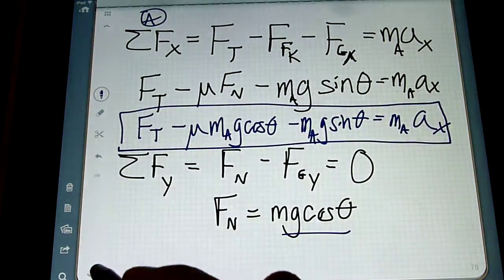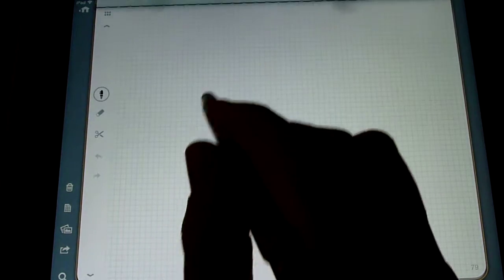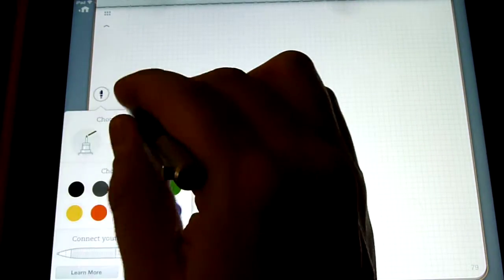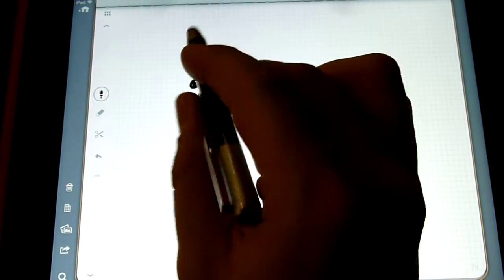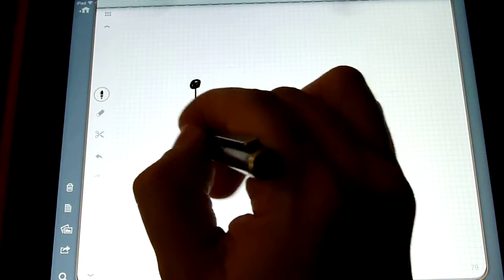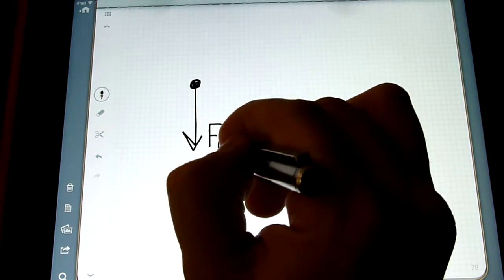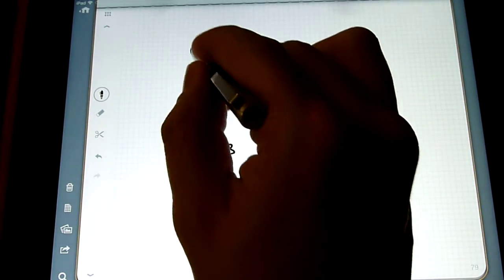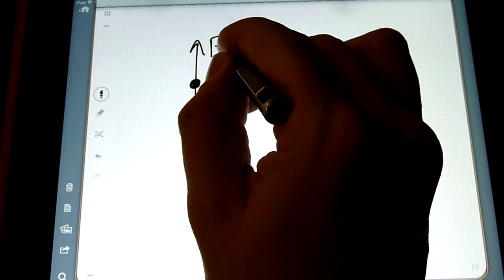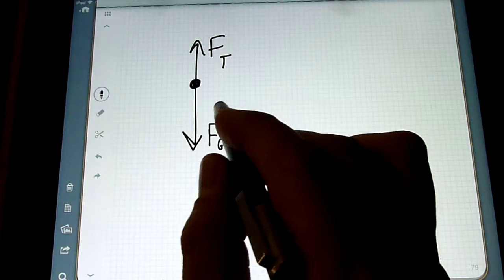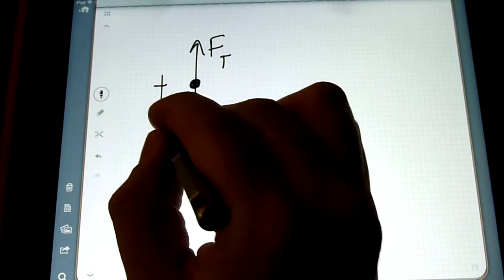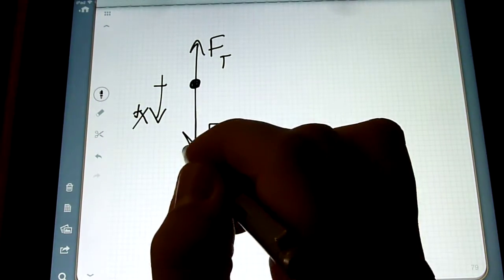Let's draw a force diagram for block B. So our force diagram for block B, let's get back to black. Block B is just going to have our weight down, so we've got F_G, if we want to call it F_GB, down, and then our tension force up. The positive x-axis we'll take to be down.